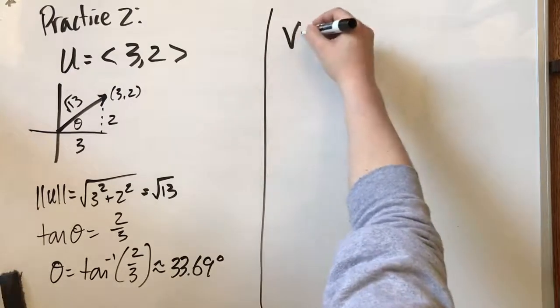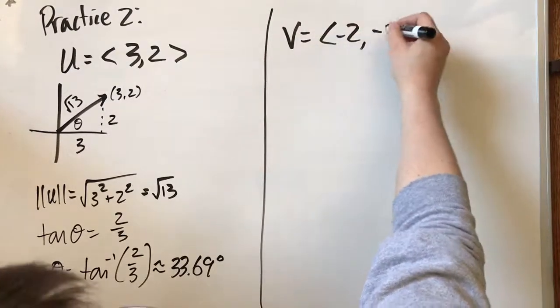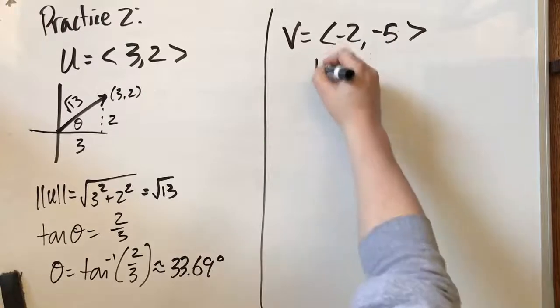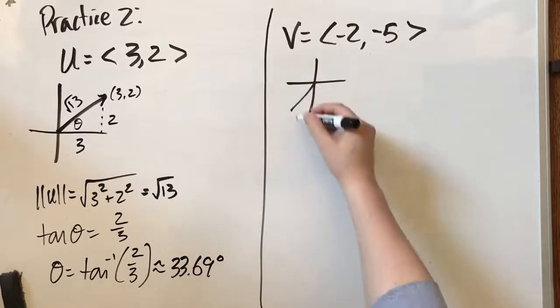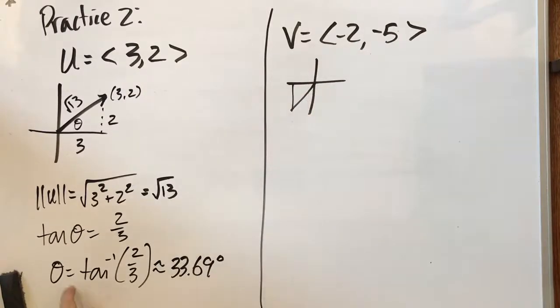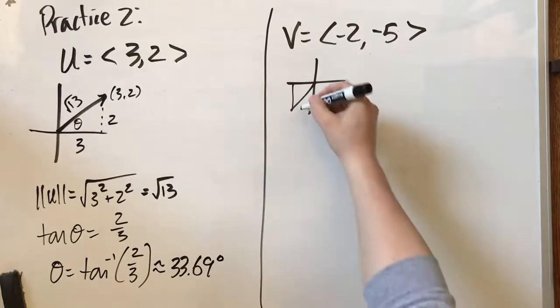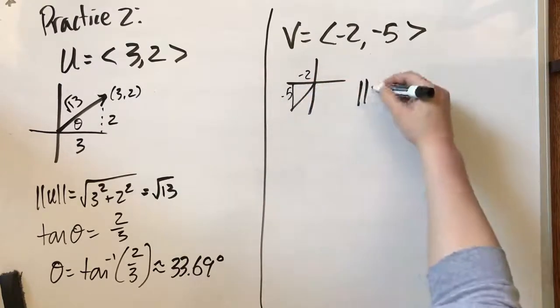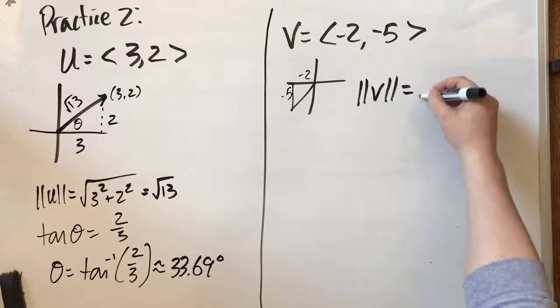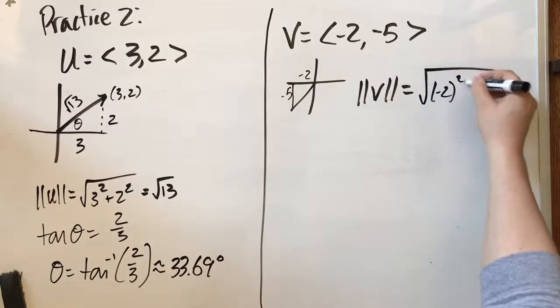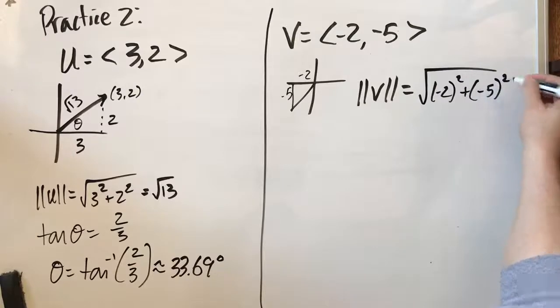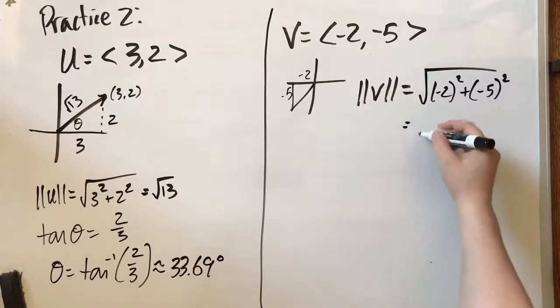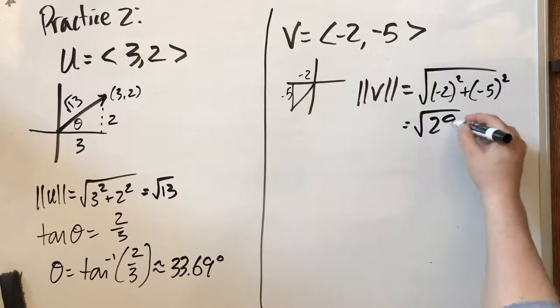So I have vector v is going to equal negative 2, negative 5. Okay, so this time when I draw it, I'm actually down here. So that's going to be really important when we're dealing with the theta. It doesn't really change what's happening with our magnitude, right? So the magnitude of v is just going to be the square root of negative 2 squared plus negative 5 squared. And I don't know, that's 29 apparently.